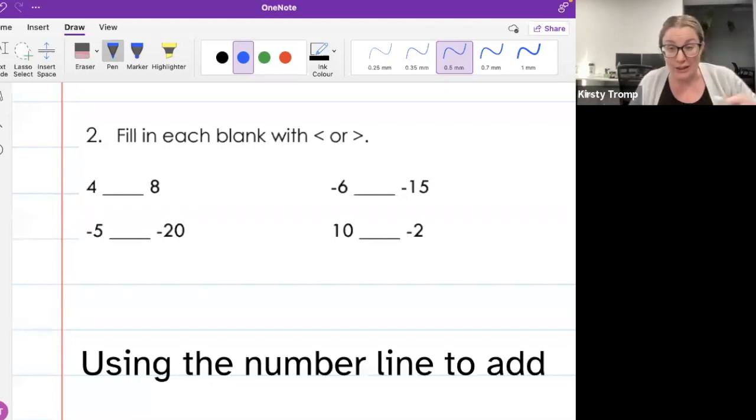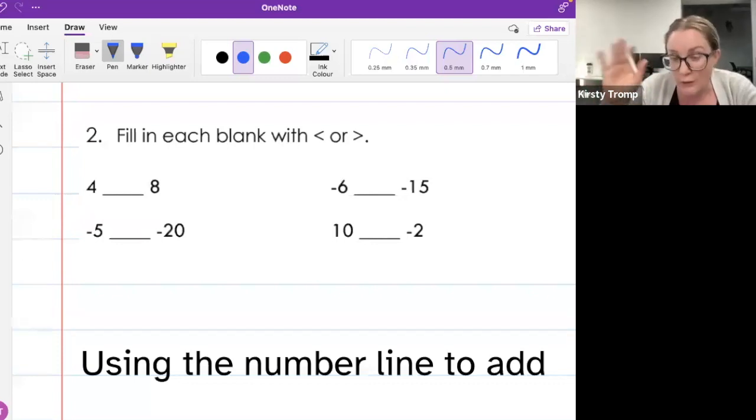Either you can do the number line by putting the number line in your head, so some people do it that way, or you can draw yourself a small number line. So there's 2 different ways that you can tackle this. Either if you understand it and you can do it in your head, that's perfect, or you can draw yourself a small number line.